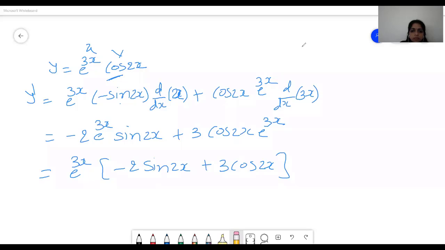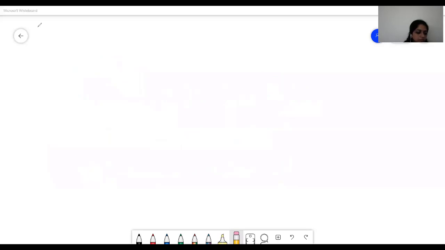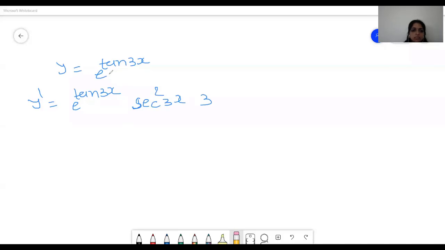Similarly, the next sum is, if I have given you e raised to tan 3x. Anyone? Yes, Abhi? Yes, ma'am. It will be e to the power tan 3x into sec square 3x. Yes, good. Into 3. Perfect.